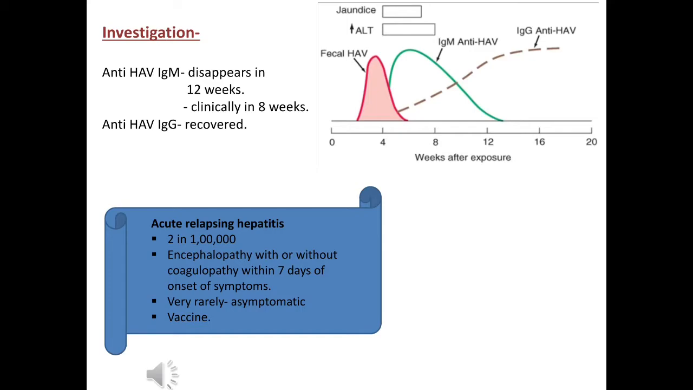Acute relapsing hepatitis occurs in every 1 lakh patients. Encephalopathy with or without coagulopathy can occur within 7 days of onset of the symptoms. It's very rare and is asymptomatic, and a vaccine is present.